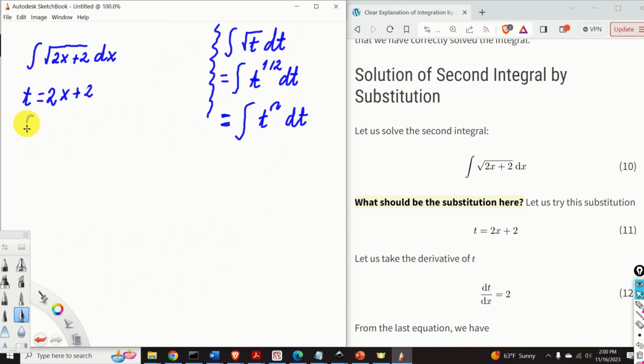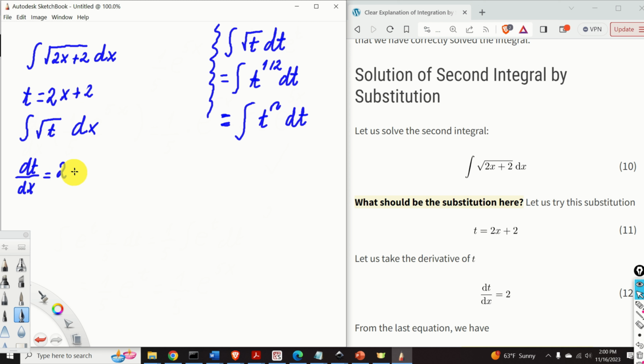So let's write it down. Integral of square root of t dx. And again, here's the issue. We cannot integrate this integral simply because we don't have dt. So how to create dt? We'll take the first derivative of this expression. So we have dt/dx is equal to, let's see, 2 multiplying 1 plus 0, since the derivative of 2 is equal to 0.